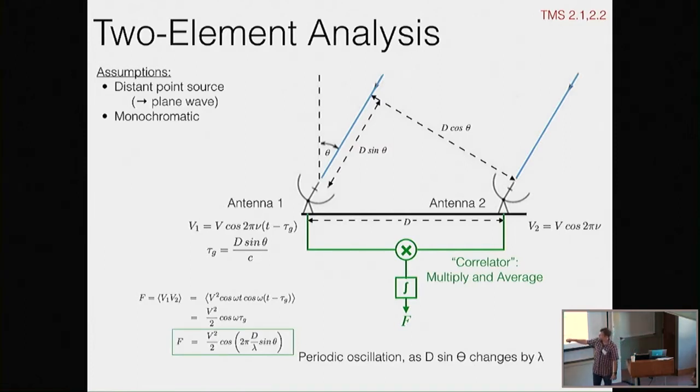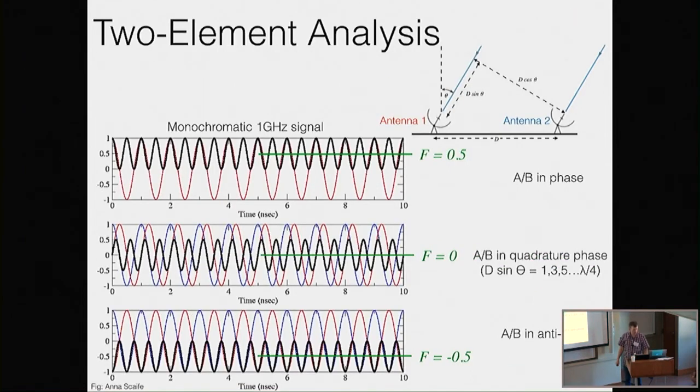This fringe is the voltage amplitude squared over 2 times the cosine of this geometric delay. And so you'll get a periodic oscillation. If your source is going across the sky, this theta will change, and you'll get a periodic oscillation as you go through the cosine, because this number is changing. So here's an example of that.